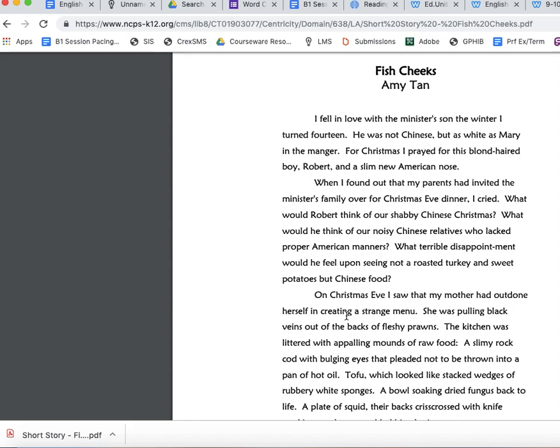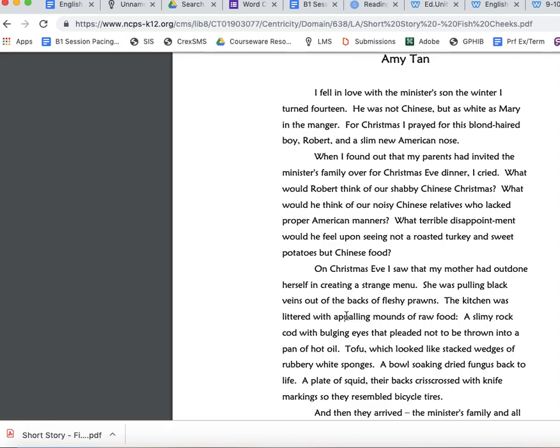All right, so the beginning of the story is, I fell in love with the minister's son the winter I turned 14. He was not Chinese, but as white as Mary in the manger. For Christmas, I prayed for this blonde-haired boy, Robert, and a slim new American nose. When I found out that my parents had invited the minister's family over for Christmas Eve dinner, I cried. What would Robert think of our shabby Chinese Christmas? What would he think of our noisy Chinese relatives who lacked proper American manners? What terrible disappointment would he feel upon seeing not a roasted turkey and sweet potatoes, but Chinese food?